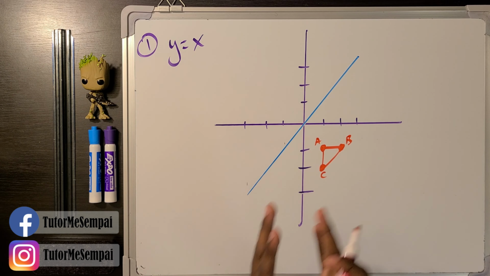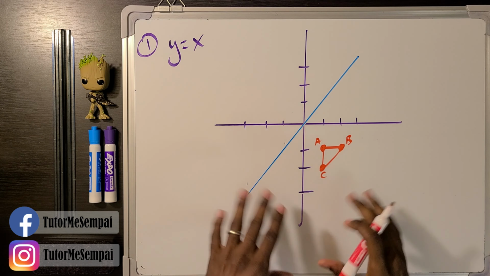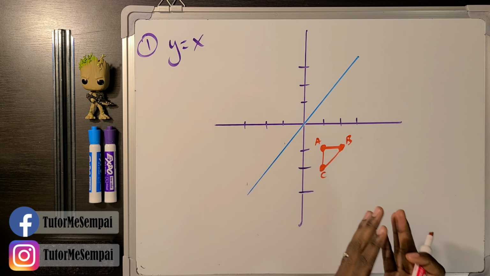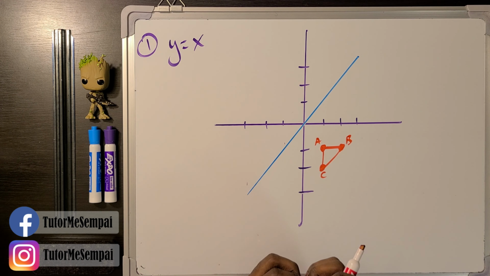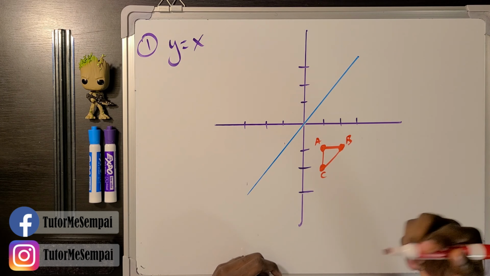Everything else that we talked about in last week's video, we're going to be doing here to figure out what points we're going to get when we actually do reflect this. So the first thing we want to do is pick a point and let's get reflecting. So I'm going to pick the point A and we're going to try to reflect that.